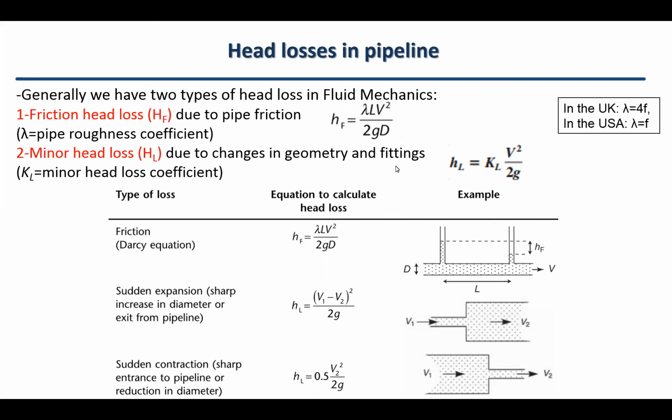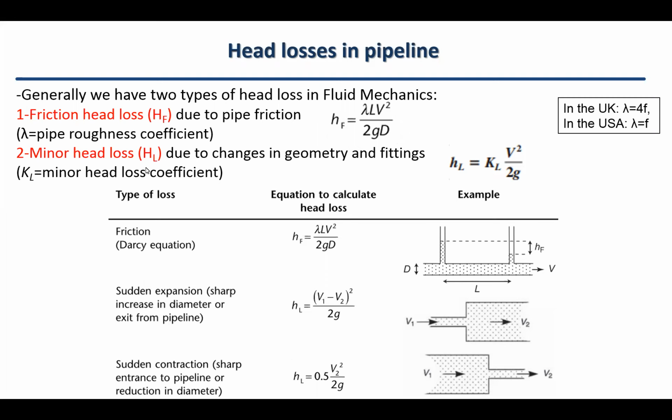Once we have fittings, for example bends like joints, or any sort of decrease or increase of the diameter, we experience minor head loss. Or if you have a valve, for example, we experience minor head loss. And how can we calculate that one?